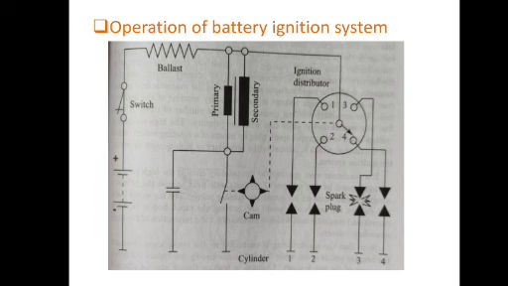The high secondary voltage is led to the proper spark plug by means of a rotating switch called the distributor. Now, this high voltage produces a spark across the two electrodes of the spark plug and combustion of the charge will be initiated. This is the operation of the battery ignition system.